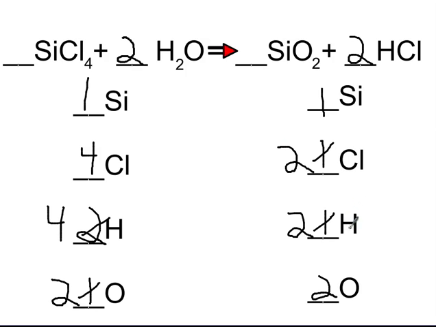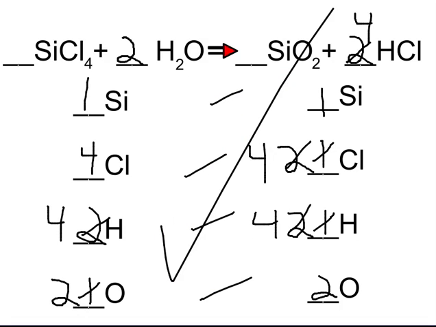But, oh, wait a second. Hold on. H and Cl are both the 2 I need to modify. Well, here's HCl right here. If I change this to a 4, then I will have 4 hydrogen, and I will have 4 chlorines. Look at that. They're all balanced. So this is a balanced equation.